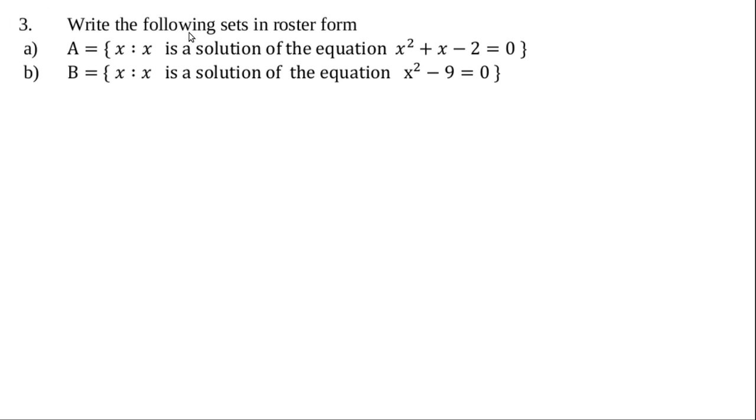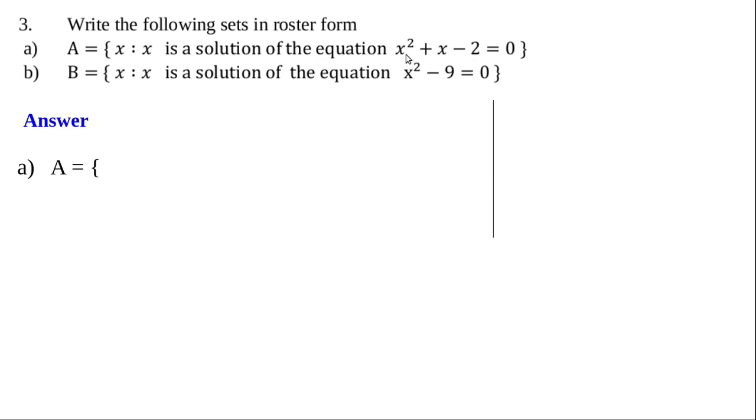Here there are two sets given in set builder form. First set is A, and the condition of each element is that x is a solution of the equation x square plus x minus 2 equals 0. Now let us answer it. A equals... We want to write this set in roster form. For that, we want to list all the elements of the solution of this quadratic equation.